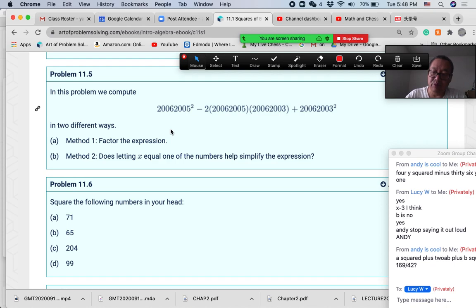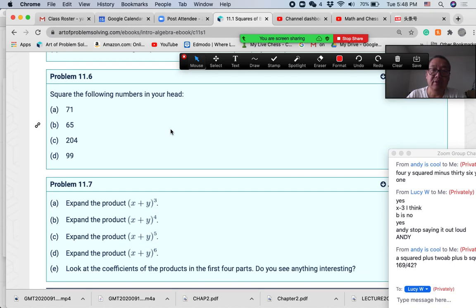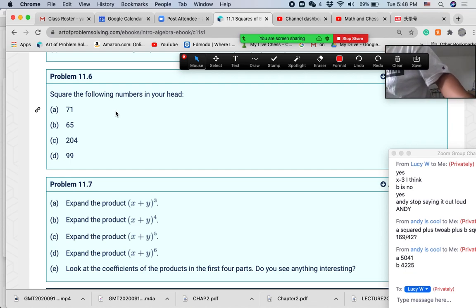Now let's move to the next example, 11.6. So here they ask you square the following numbers in your head. Don't use your scratch paper. So everybody send me your answer. What is the square of 71?